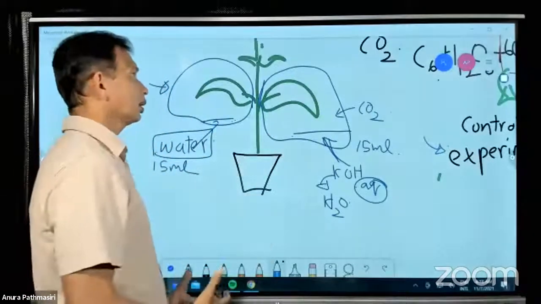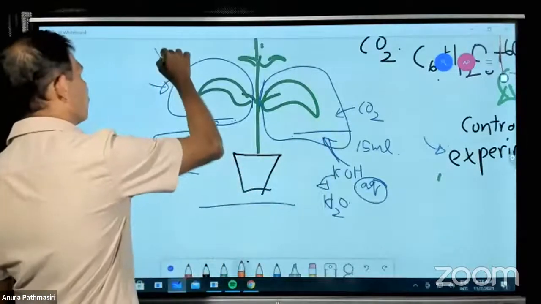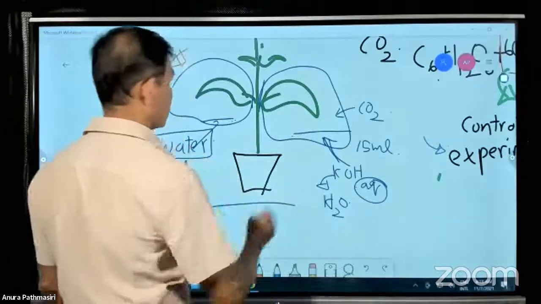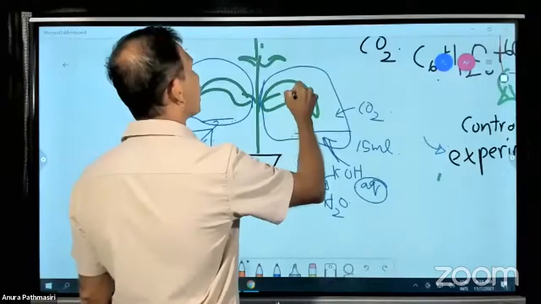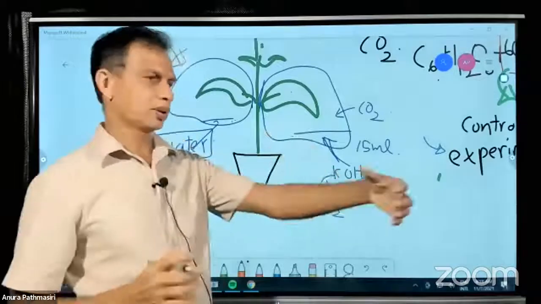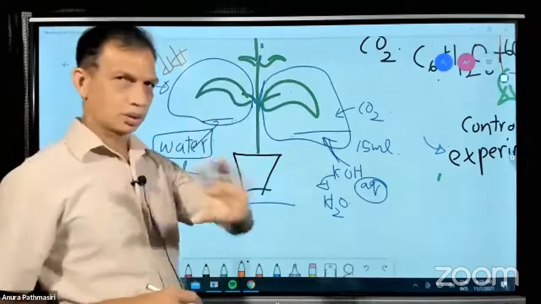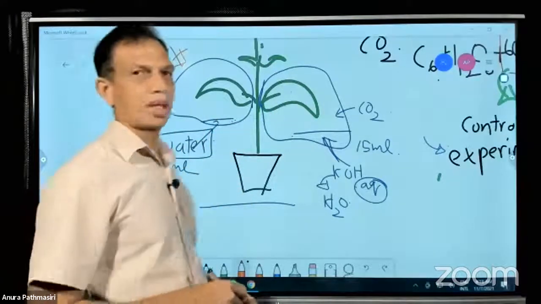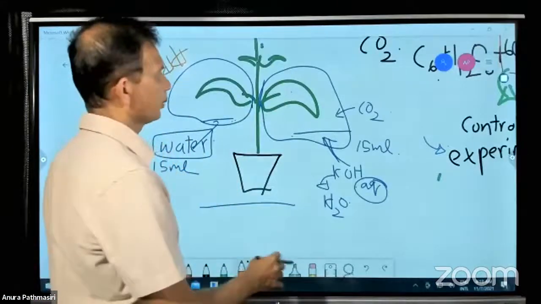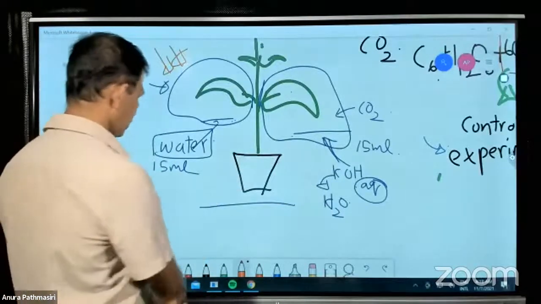As the result, after keeping this one in the sun, testing is done for starch by using iodine solution. There is a process that we have to follow, and we can see that this one does not respond to the starch test, but this one does. So we can see that carbon dioxide is required for the photosynthesis process. But it is not what we have to discuss here.